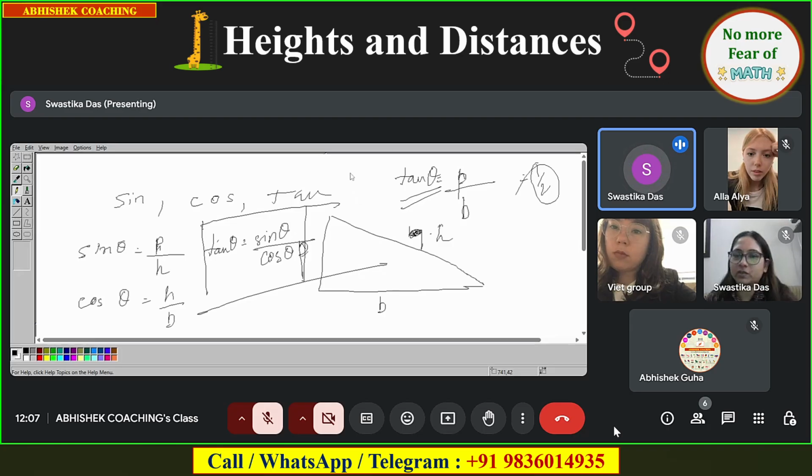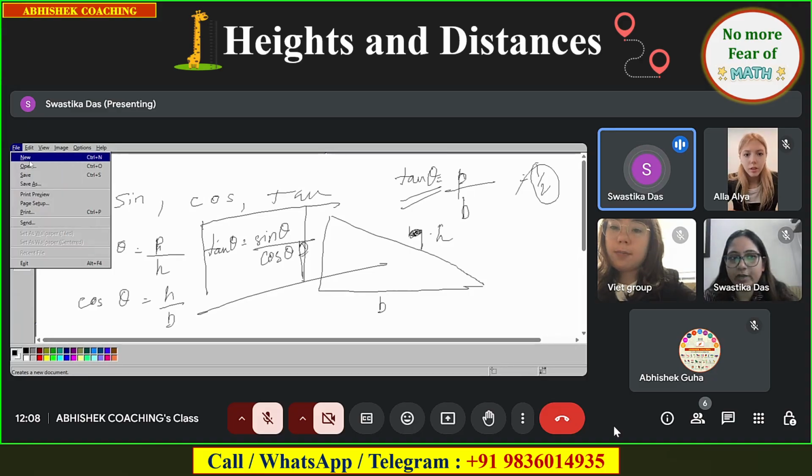We have three things we need to remember while doing heights and distances: how we measure the tan, cos and sine, how we measure the tan theta if the cos and the sine are given, and the Pythagoras theorem, that is base square plus height square is equal to hypotenuse square. These are the very basic rules, or I should say the prerequisites of this chapter. We need to understand what we actually mean by sine, cos and tan, and how the Pythagoras theorem works. Do you have any questions?